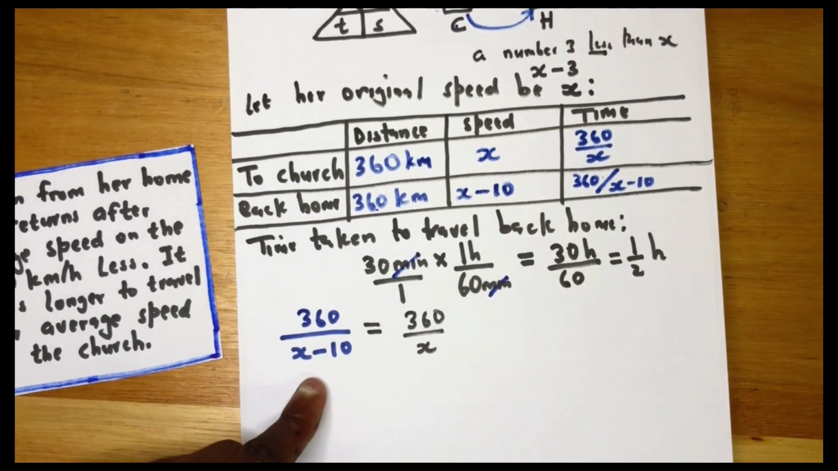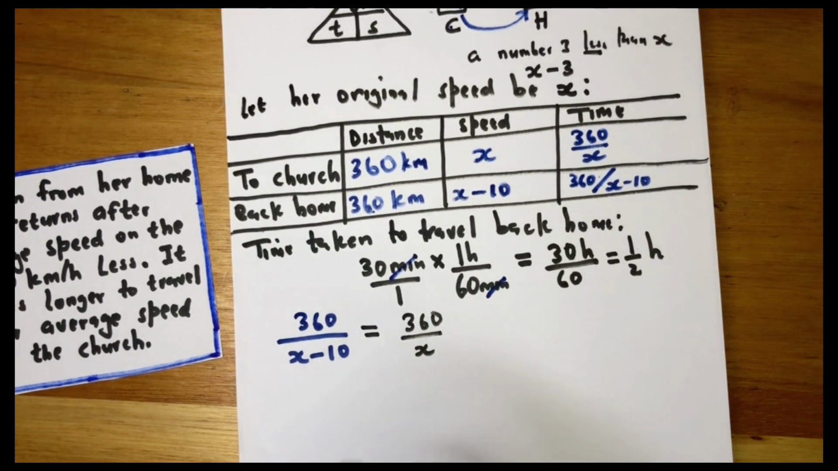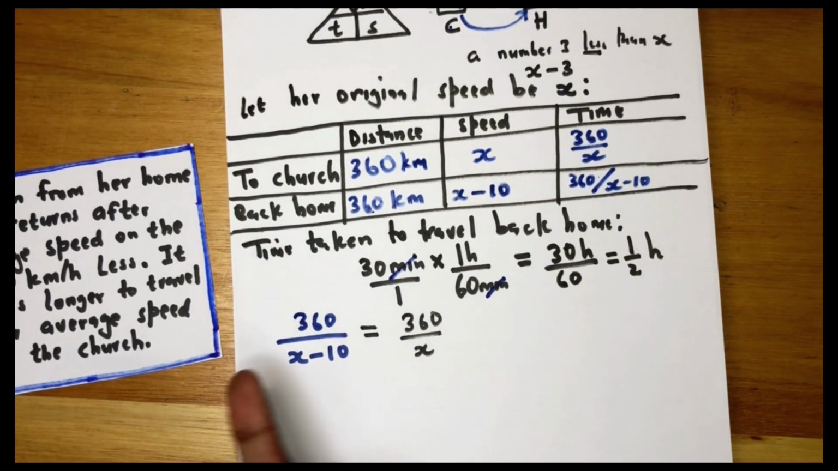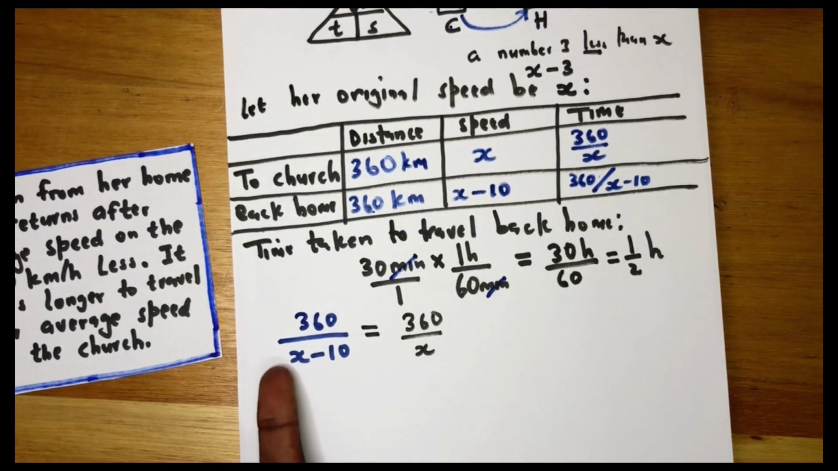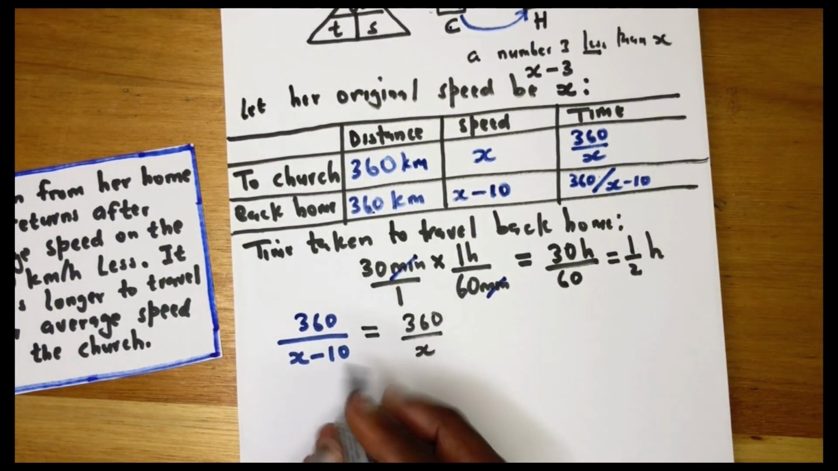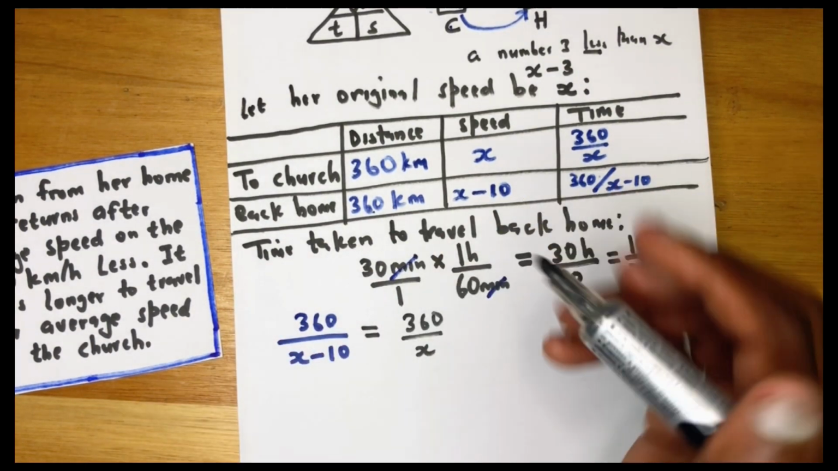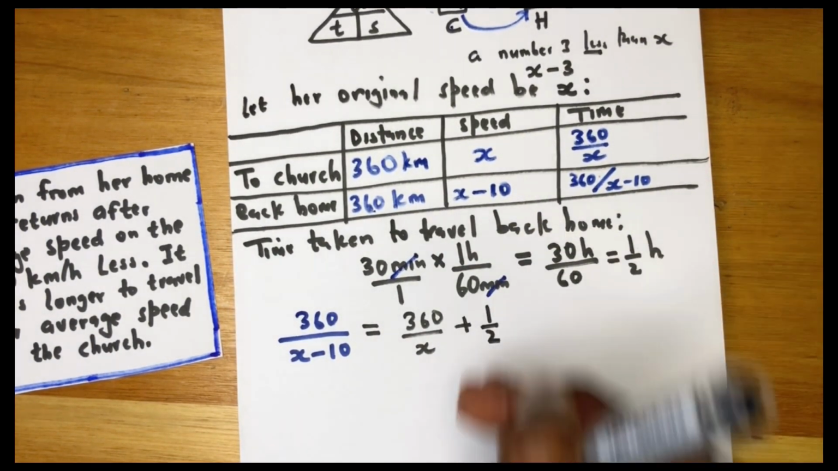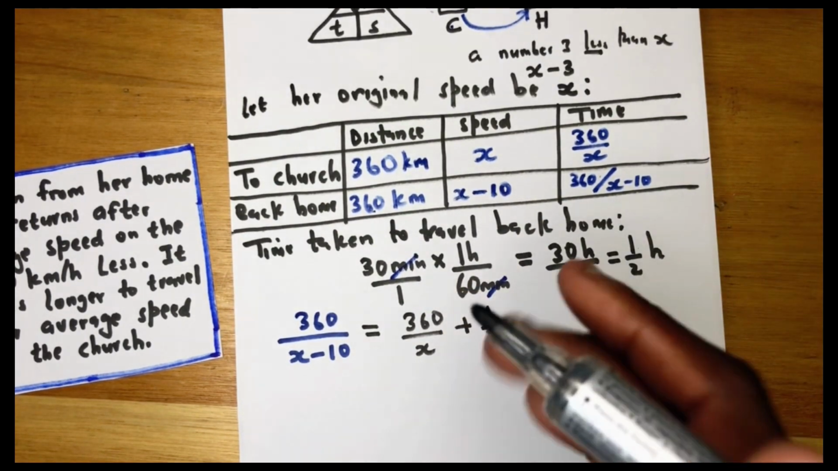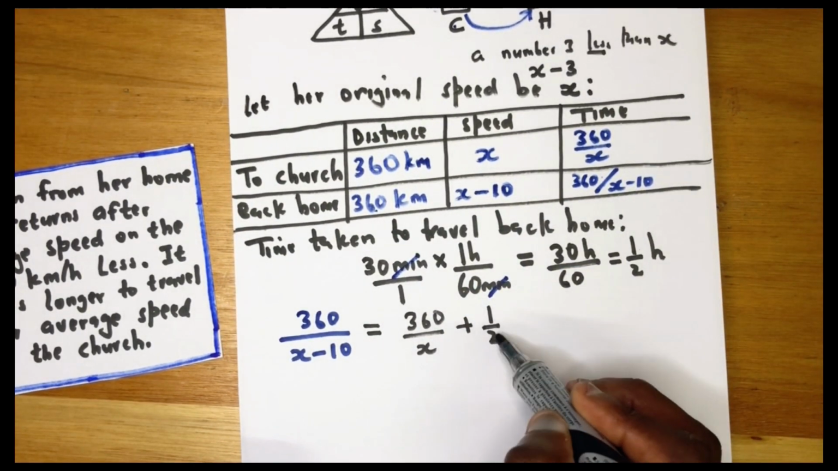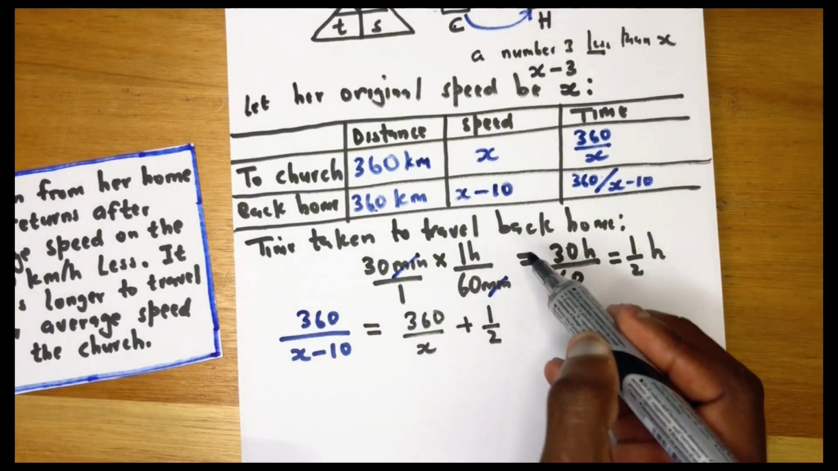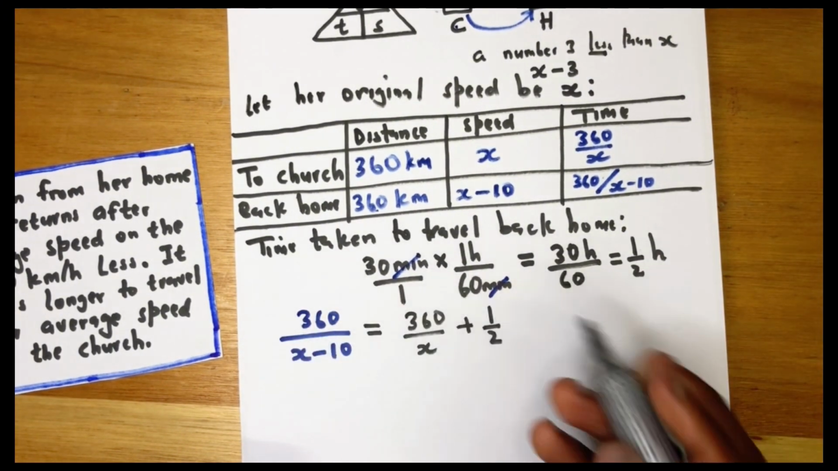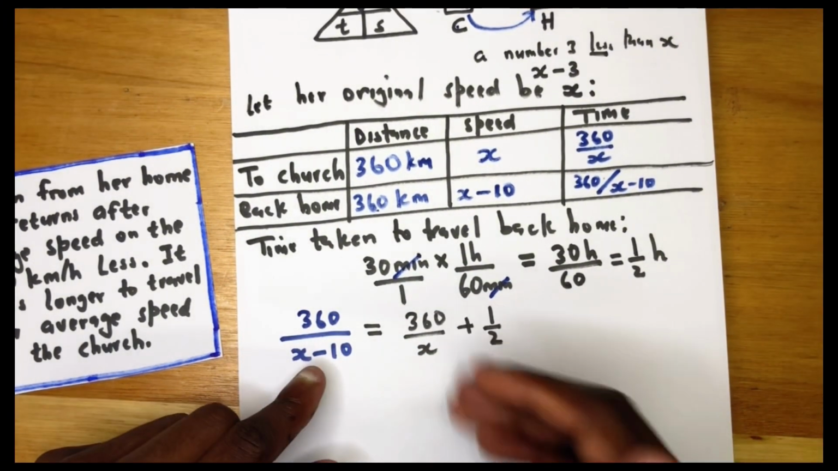So now, it took her longer when she was traveling back home. Remember here, he was going back. Now, the time taken to go back home was longer. So now I have to add here 1 over 2, the minutes that it took Ntombi. This is the minutes it took. Remember, Ntombi took 30 minutes longer to travel back home. So then we have this equation here.